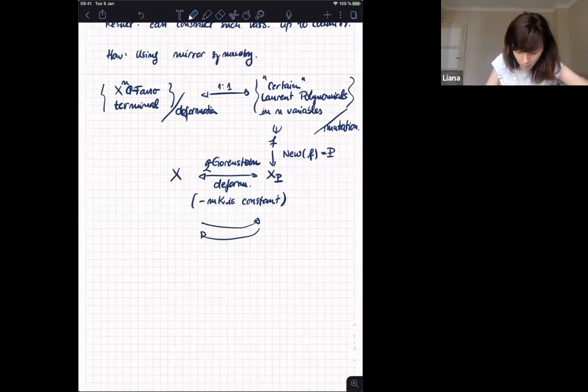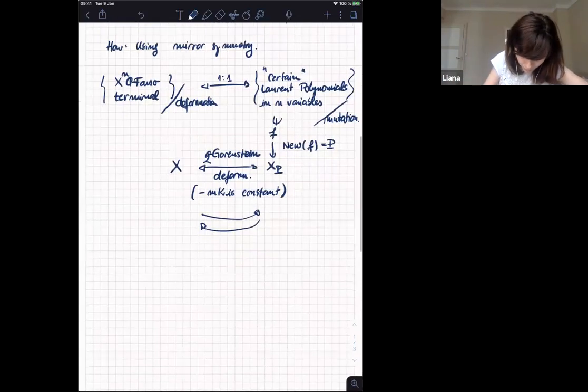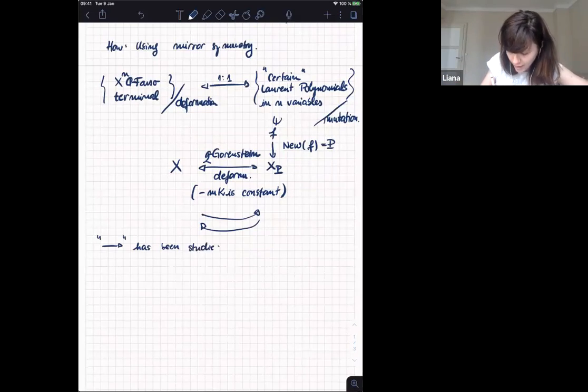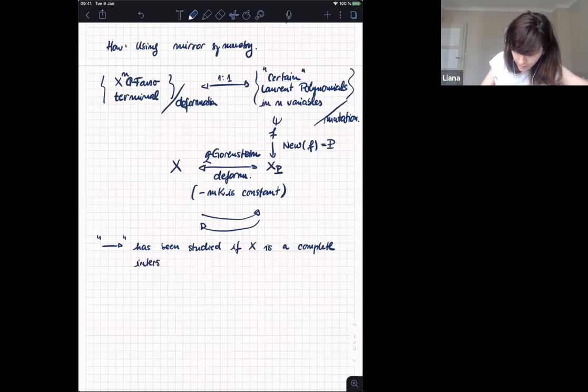Maybe I would like to say a bit about going from X to XP. So most of my talk will be concentrated on going from XP to X, but now I want to speak about what has been done going from X to XP. So this part of the correspondence. Going from X to XP has been studied and essentially solved if X is a complete intersection in a toric variety.